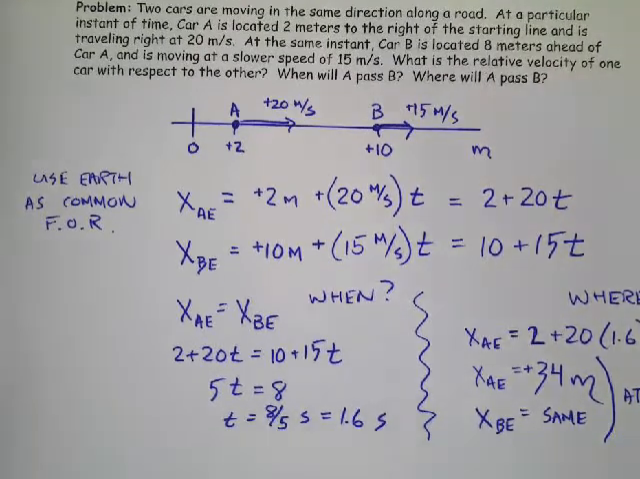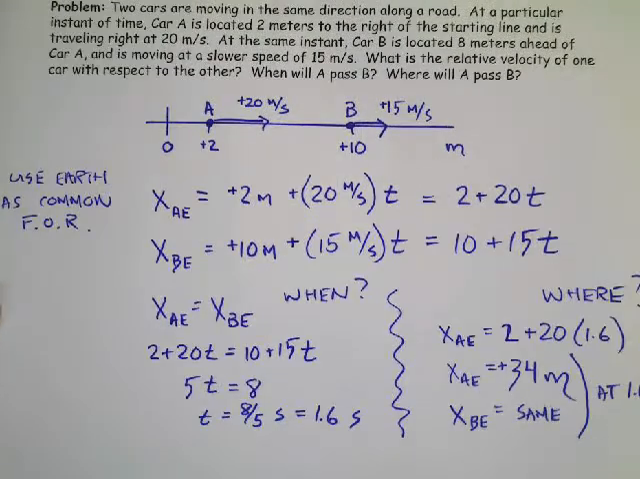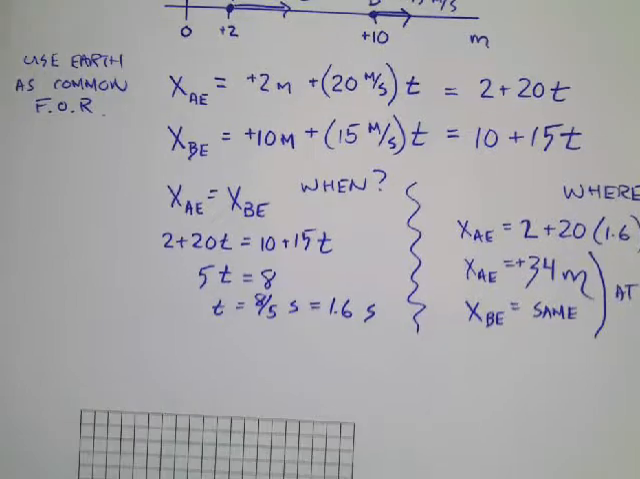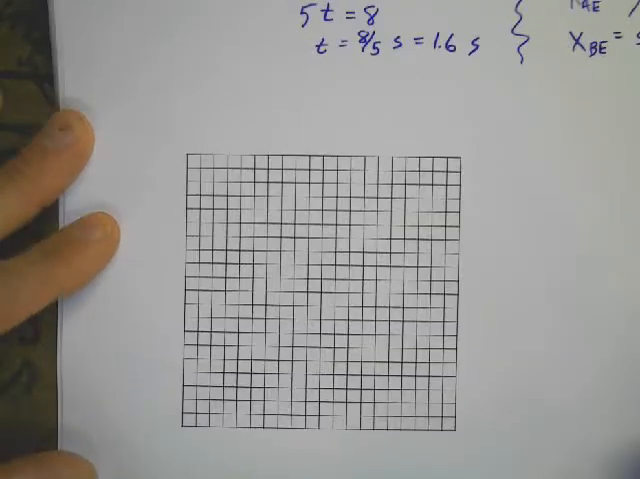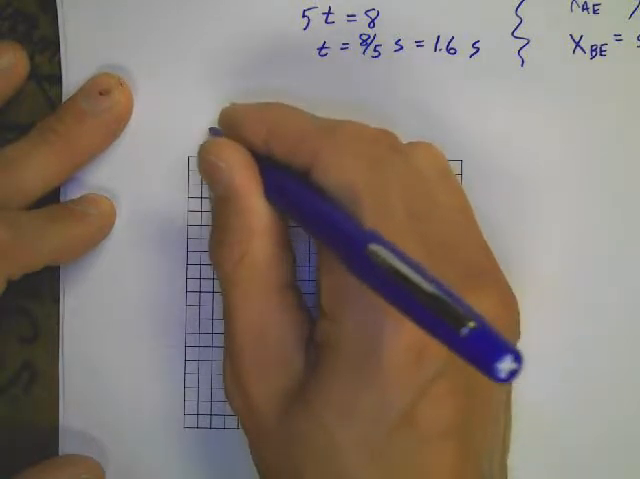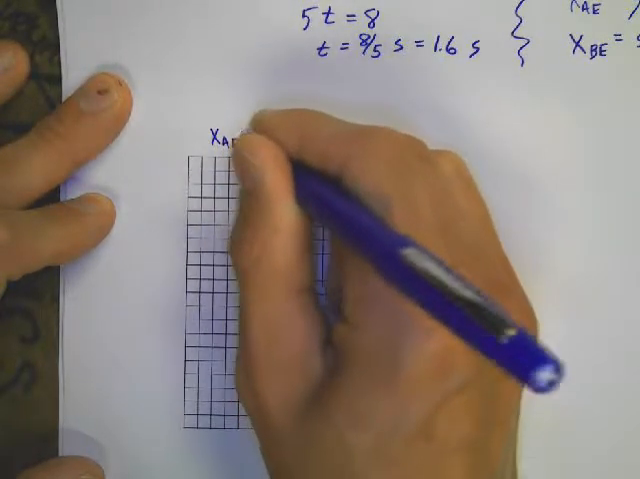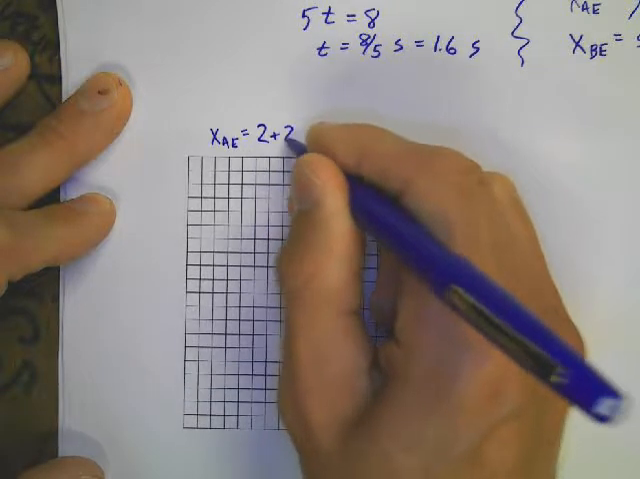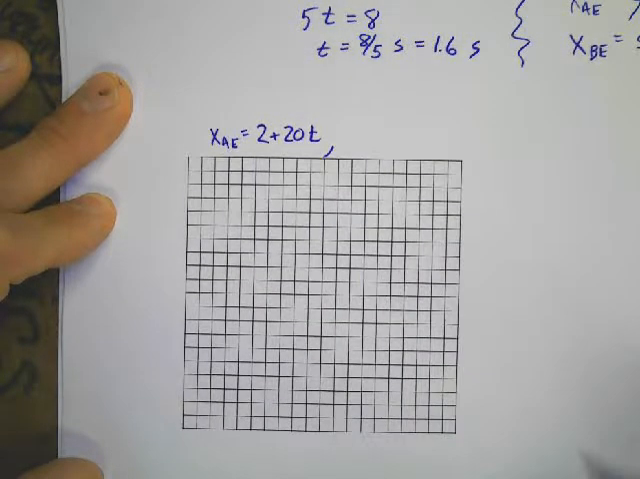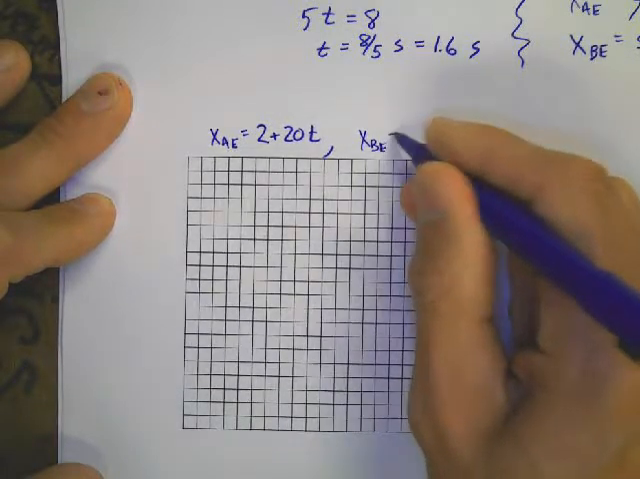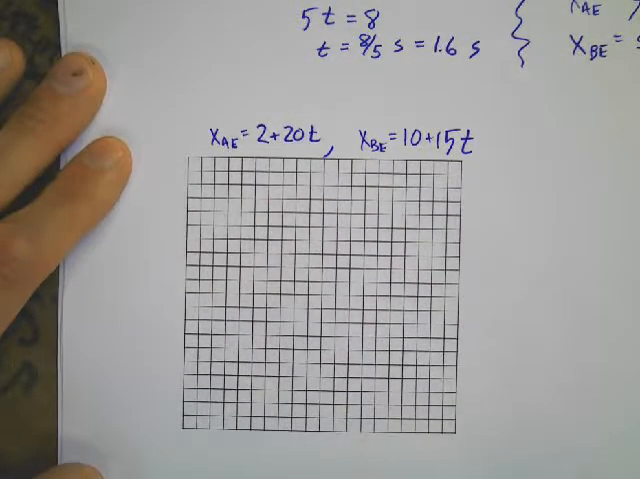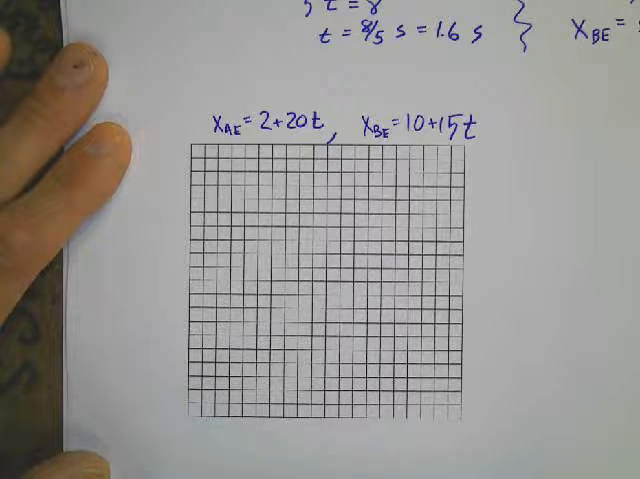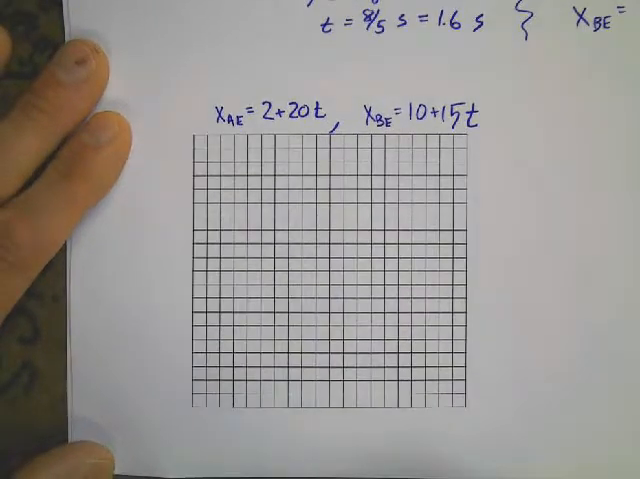Underneath here, we could think about this graphically. I'm going to just do a little graph here. And what I want to do is jot my functions down here. I've got A with respect to the Earth is 2 plus 20t. B with respect to the Earth is 10 plus 15t. Okay. Now I'm going to show you graphically. This is kind of interesting. Let's graph these positions on a position time graph.